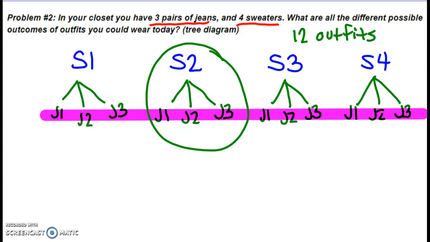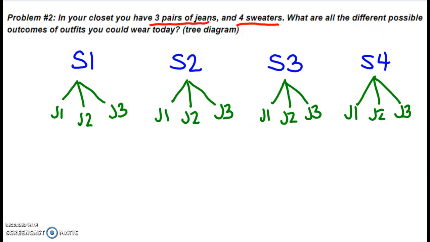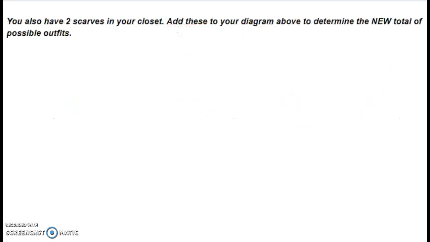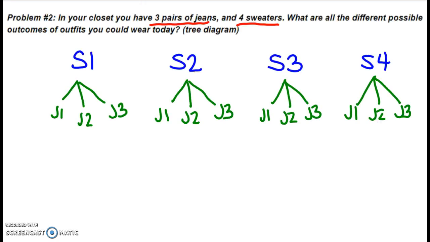So a follow-up question to this that you see down there at the bottom, and I'm going to undo what I just drew for the purpose of adding to this tree diagram. The follow-up question says you also have 2 scarves in your closet. So add these to your diagram and determine the new total of outfits that you have. So we're going to add another branch here to our tree diagram. We could wear scarf number 1 or 2 with any of these outfits. So those scarf options, those 2 scarves, have to come off of each of these jean options that we now have. So now I have scarf 1, scarf 2. I could wear scarf 1, scarf 2 here and here.